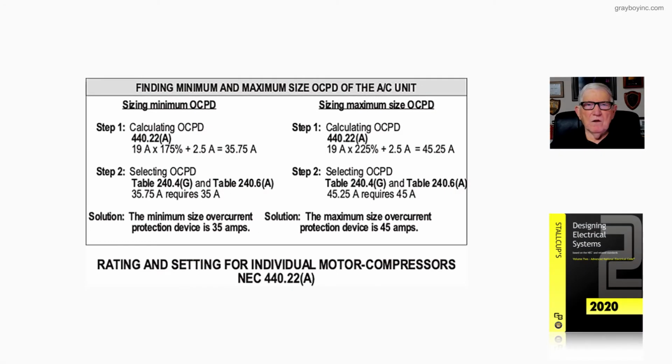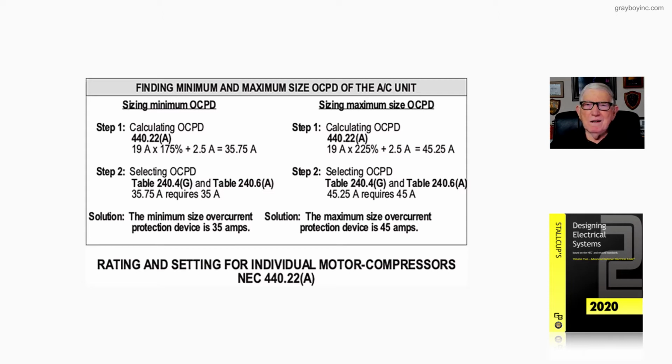Now we're sizing the overcurrent protection device and the conductors supplying the power to the AC unit based on the information that we just previously reviewed. We will pick up now in step 1, sizing the overcurrent protection device, the left-hand side of the boxed-in information.